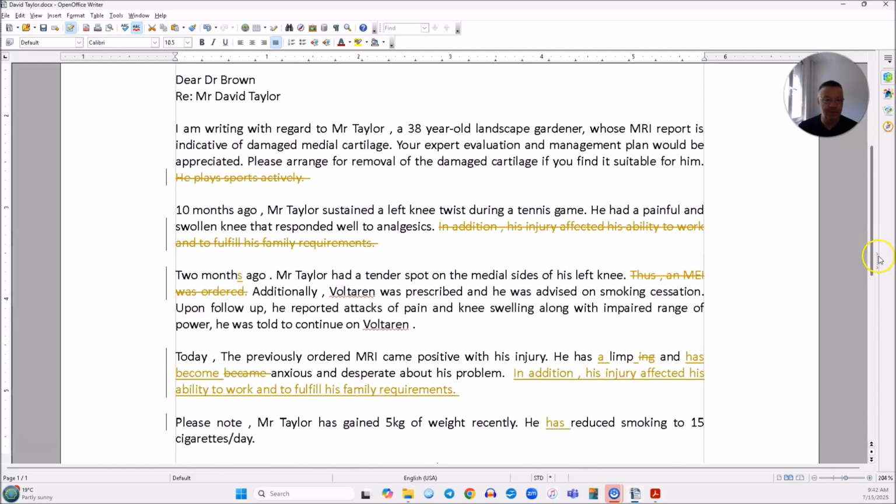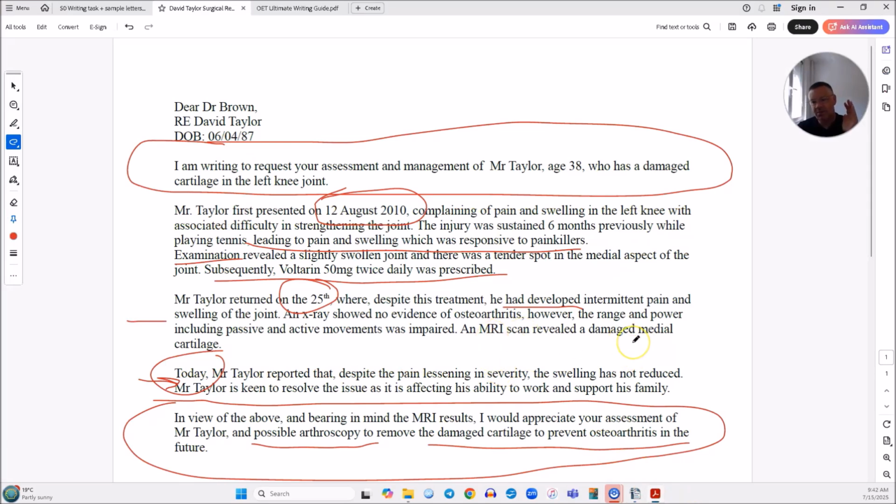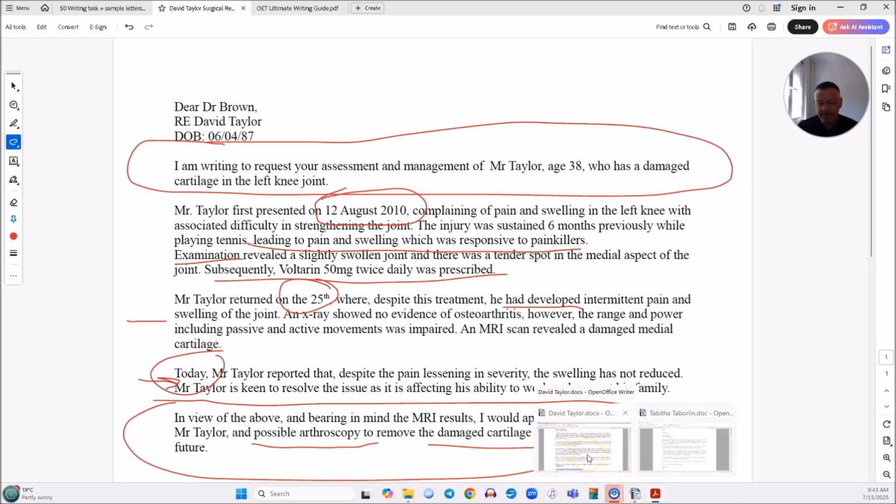So you can see the difference between this one and the sample. You can see this is more logical, it's clear. We've got the purpose at the top, and at the bottom, in view of the above, I would appreciate if you could, etc. You've got the chronology, it's clear, this date and this date. Patient said this, I found this, I did that. Patient said this, I found that, or the scan showed this, I did that, etc. So that's what you've got to do. So that's that one for Mr. Taylor.